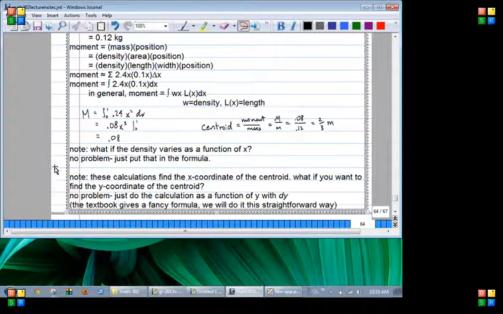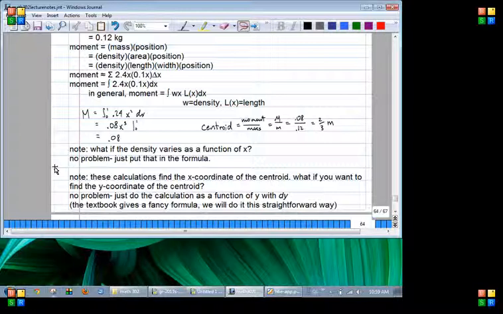Okay. So let me make a comment about that. The way I'm going to talk about doing the calculation is setting it up as a function of y and then doing the calculation dy. So it'll look exactly like that. If you look in the textbook, there's a fancy formula, and I just want to do it this straightforward way.